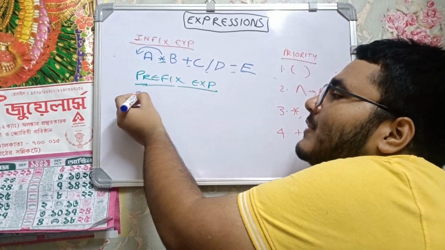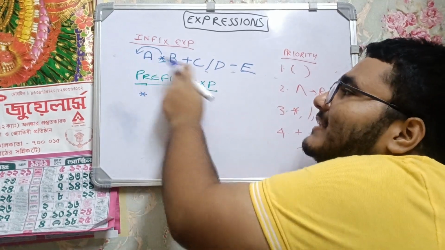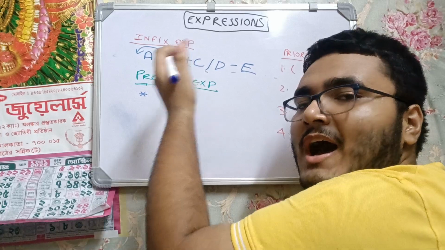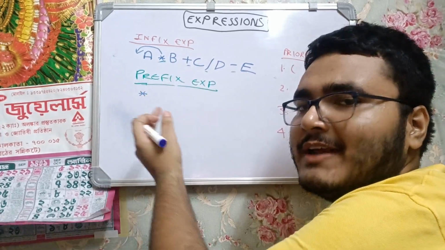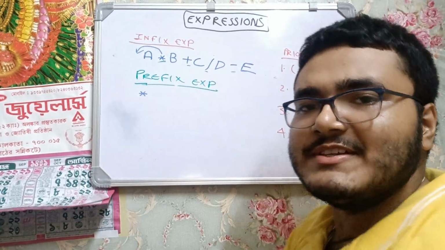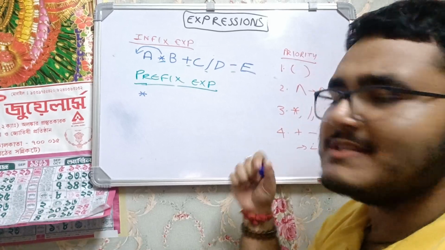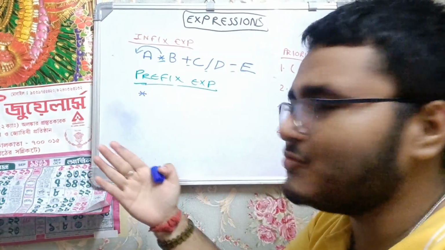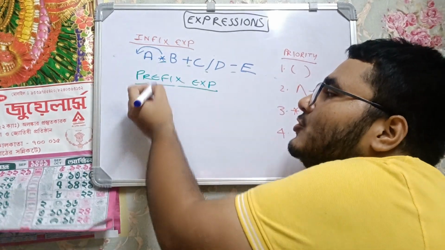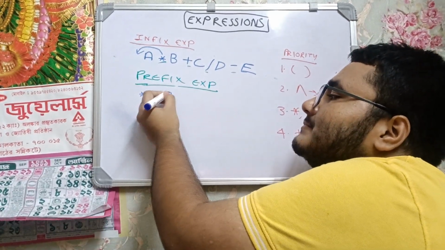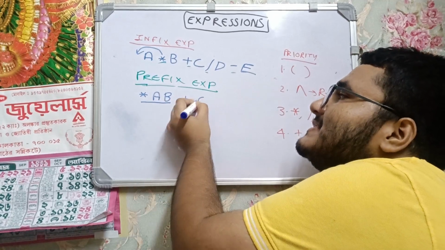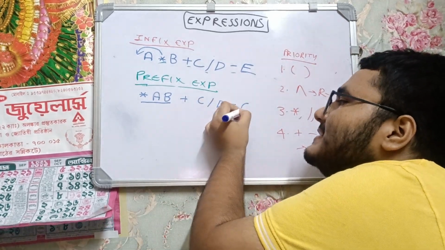So, now what is going to happen? A into... okay, these two have the same priority, so the leftmost gets the highest priority, right? Among these two, they both have the same priority, but the associativity rule says choose the leftmost. Yes or no? Choose the left side first, right? So, into A B, right, then plus C by D minus E, right?